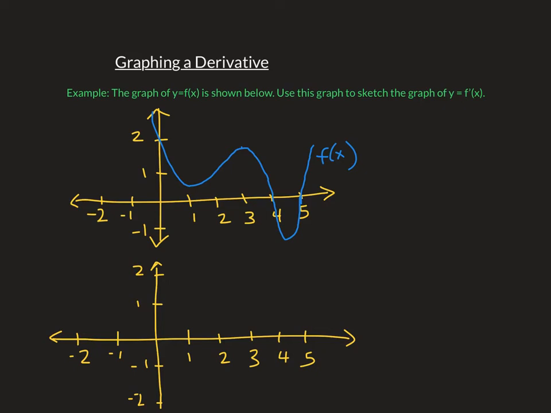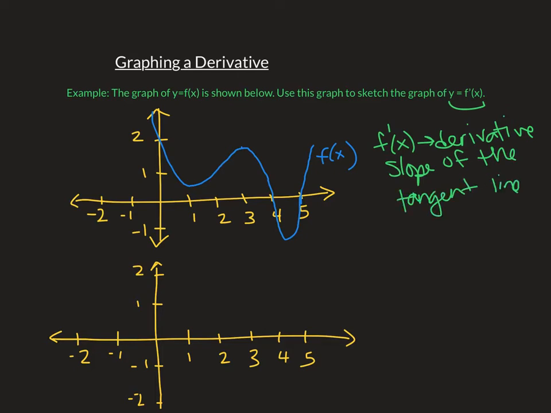So I have given you a graph of y equals f of x. We are going to use this graph to sketch the graph of y equals f prime of x. Okay, so first thing I want you to remember is f prime of x is the derivative, and the derivative is going to be the slope of the tangent line of f. That's a really important thing to remember.